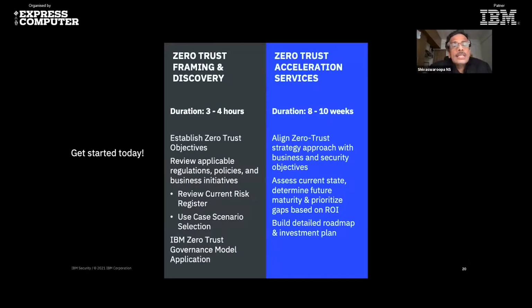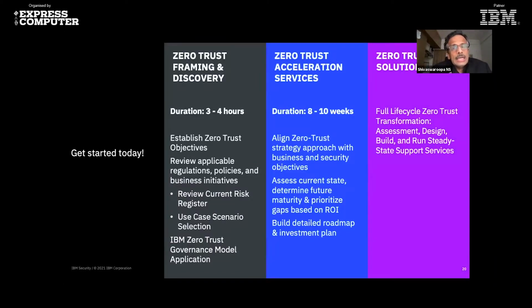Zero Trust Acceleration is a service offering where customers are already on their way for Zero Trust implementation. This will essentially accelerate their journey by fine-tuning their strategy, by defining a very granular roadmap, by benchmarking where they are on the maturity curve, and so on and so forth. I will also speak to this in a little more detail in the subsequent slides.